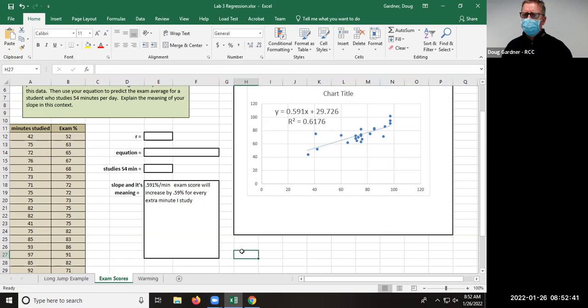So this is telling you something very practical. So I'm getting about 0.6% increase, because that's a positive number. For every increase of a minute, I'll get an increase of 0.6% on my exam score.